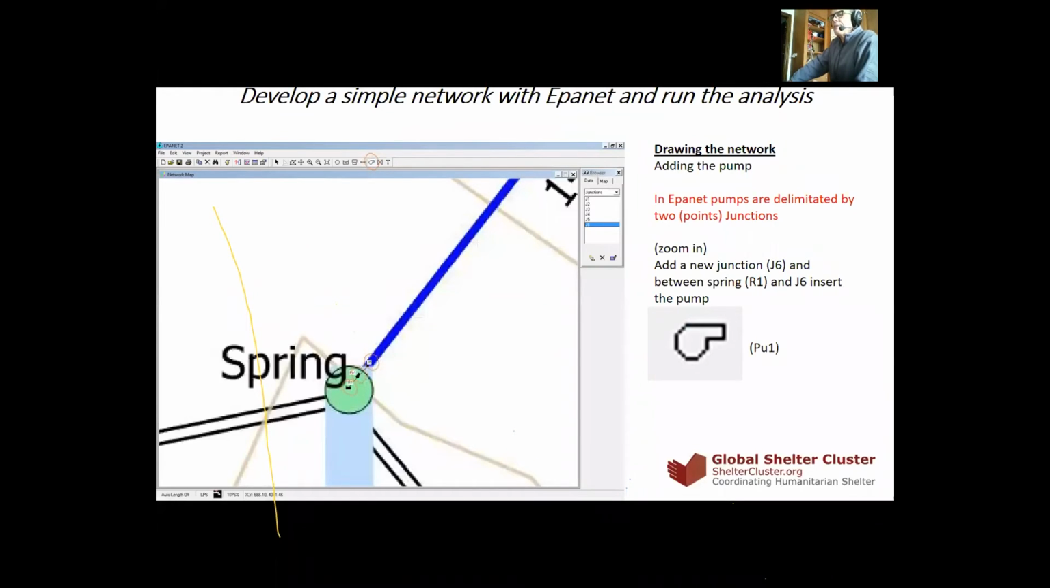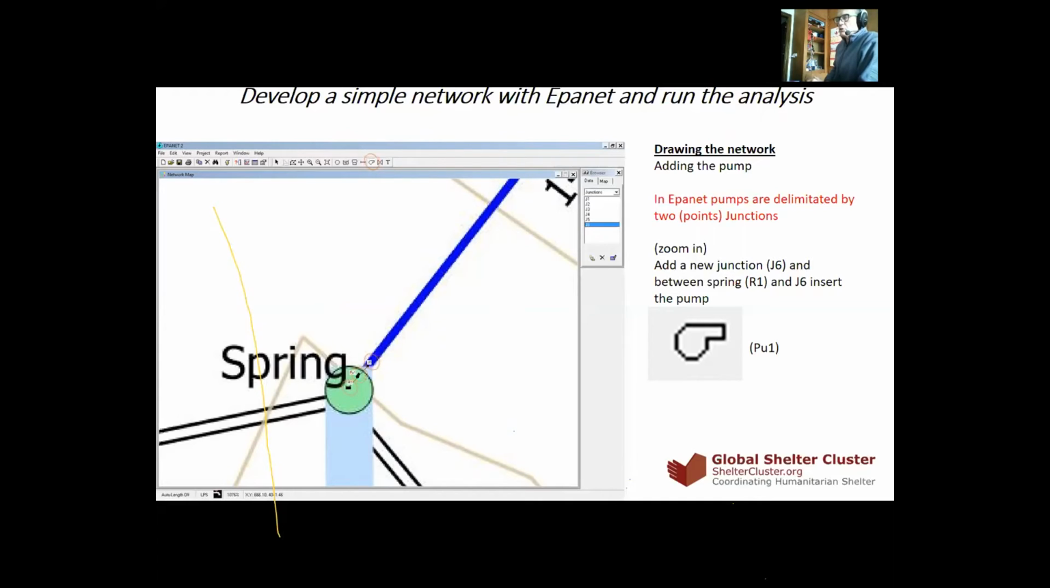And then finally, we have to put the pump in our case, because we assume that we take the water from a borehole or from a spring, a low, and we pump it up to the reservoir. Like I told you, the pump, even if it looks like a point, is not a point. It's an element that you have to put between two junctions.